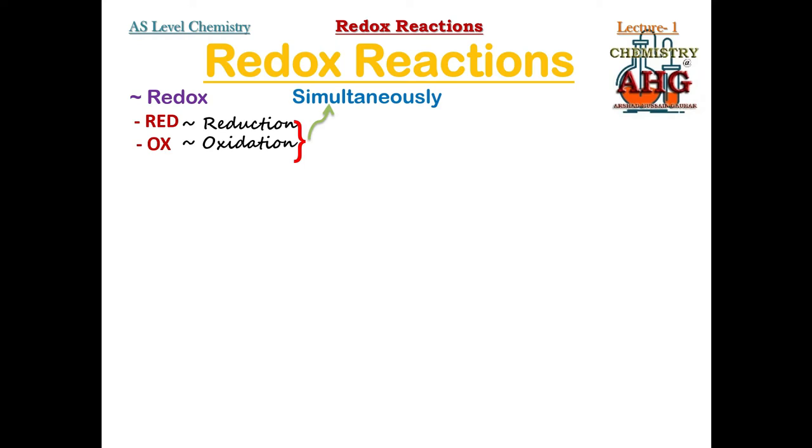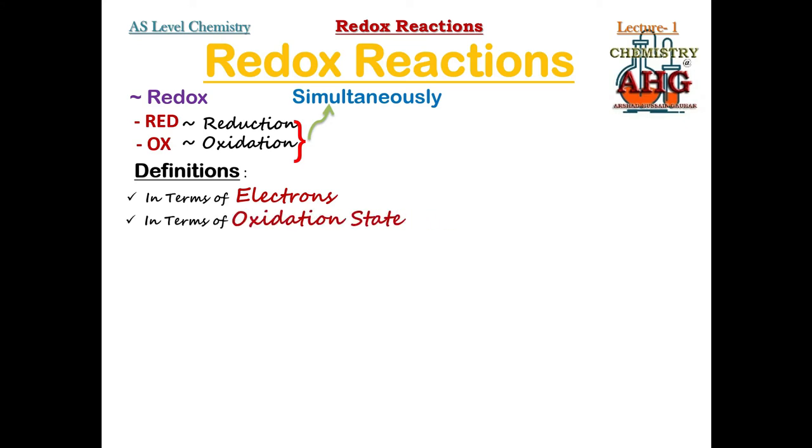Now, second thing, you must remember reduction and oxidation can be defined in a number of different ways. Okay, students, in your syllabus there are two different types of definitions for reduction and oxidation. One definition that we will study in detail is in terms of electrons, and the second definition is in terms of oxidation state. So these are two important definitions which are in your AS syllabus. Now, first of all, we will define reduction and oxidation in terms of electrons.